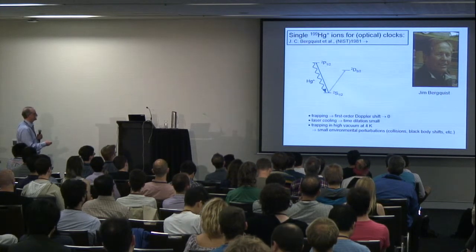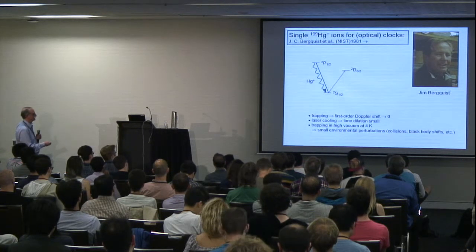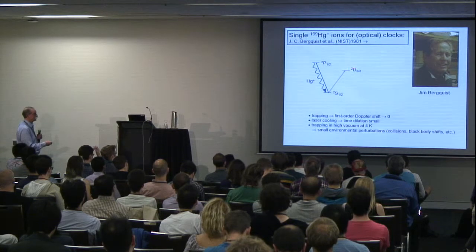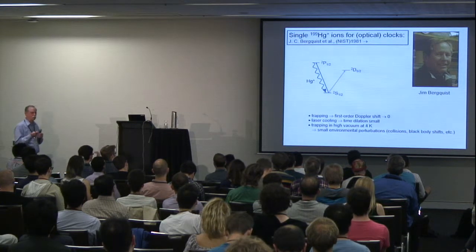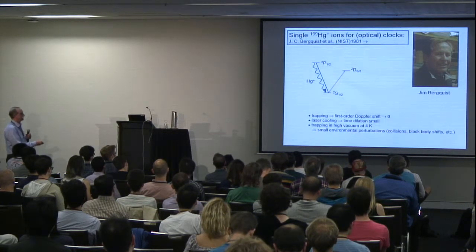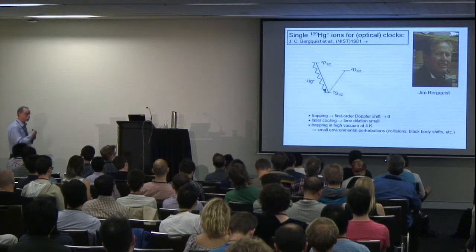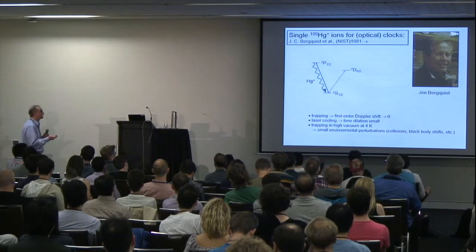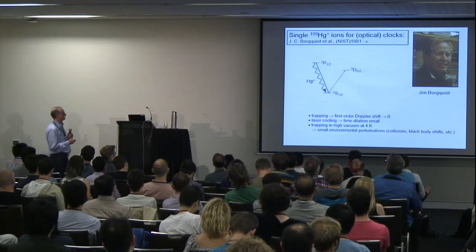So we alternate these two lasers, and basically we just want to find the condition where we make this transition with maximum probability, and then the laser that's used for this transition we know is in synchronism with the oscillations of the atom, and that defines a frequency reference or a frequency standard.